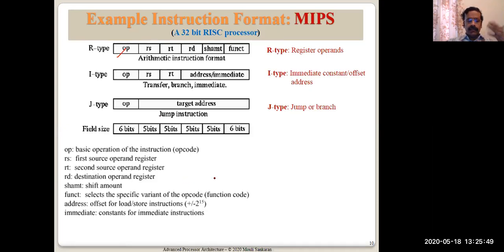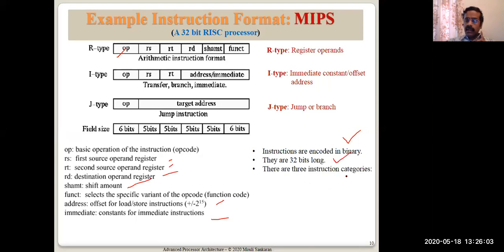I will explain it as we go further. Okay, these are all some different operands and destination register, shift constant. I already explained to you. So instructions are encoded in binary. They are 32 bits long. There are 3 instruction categories. R format is most common. I format and J format are different, less common instructions. That means they are used very infrequently.